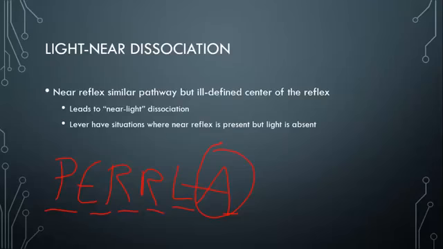And the point here is that when you have a reaction to light, you always have accommodation. There are no conditions that have been identified where you have a normal light reflex but don't accommodate. But there are conditions where you can accommodate but not have the light reflex.